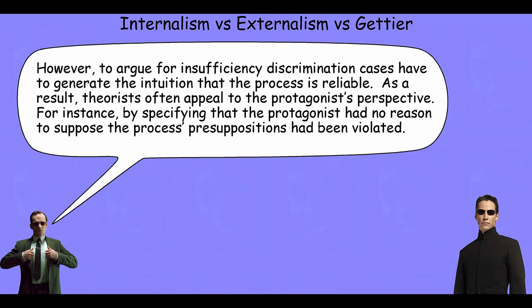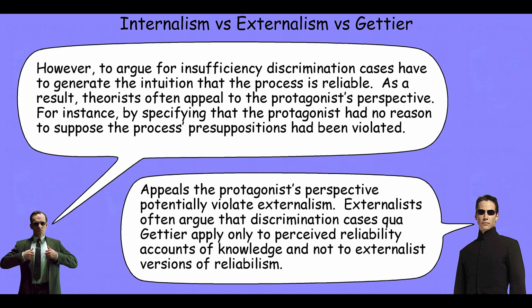In these cases, it looks for all the world as though Henry, unbeknownst to him, has entered into a local area where the presuppositions of his visual barn recognition process have been violated, and it is no longer reliable. At least people generally don't have this strong intuition that Henry's barn identification is in fact obviously reliable. So appeals to the protagonist's perspective in order to bolster the intuition that the discrimination cases involve reliable belief-forming processes seem to potentially violate externalism. Externalists will often argue that discrimination cases, qua Gettier, apply only to perceived reliability accounts of knowledge and not to externalist versions of reliabilism. After all, the backstory explicitly tells us that the process isn't reliable in this particular locality.